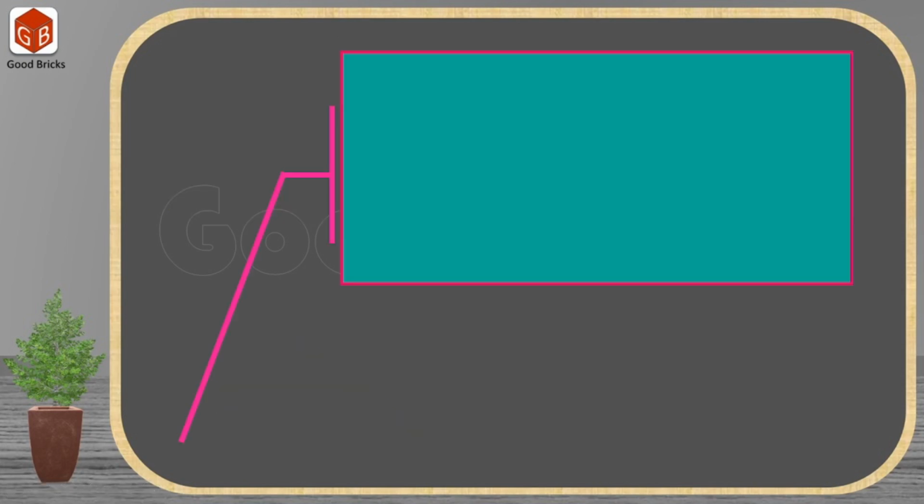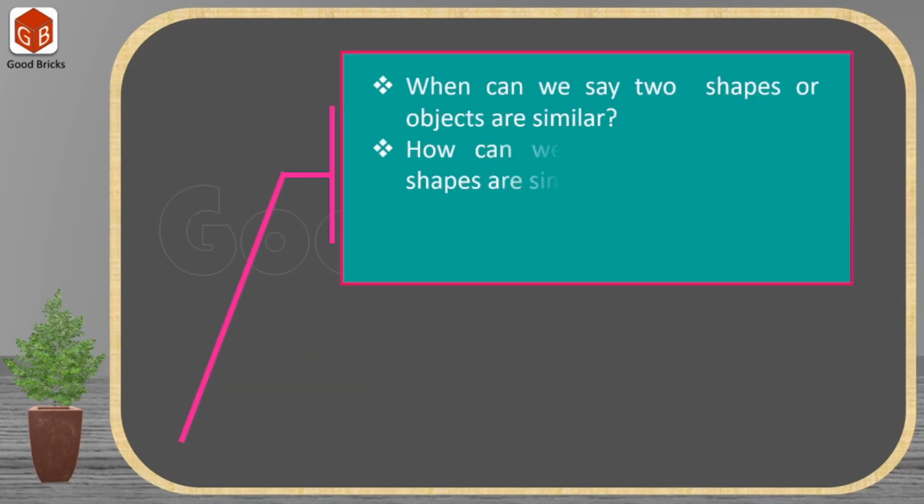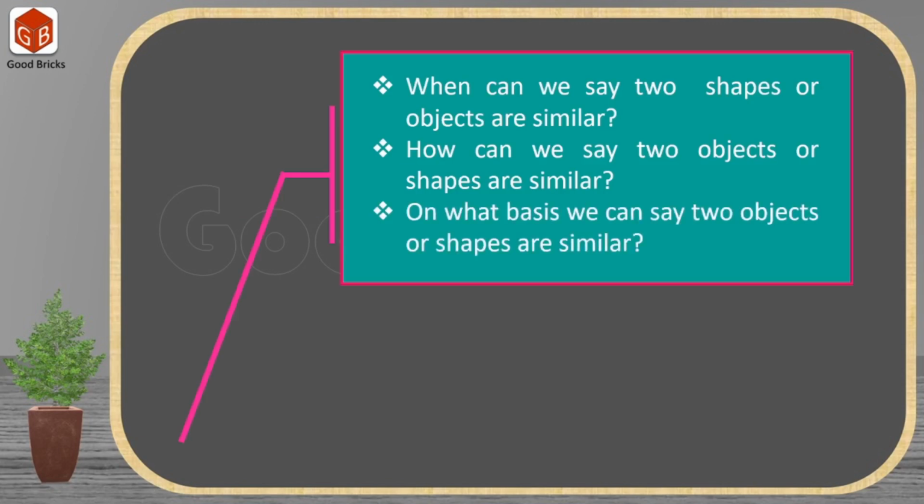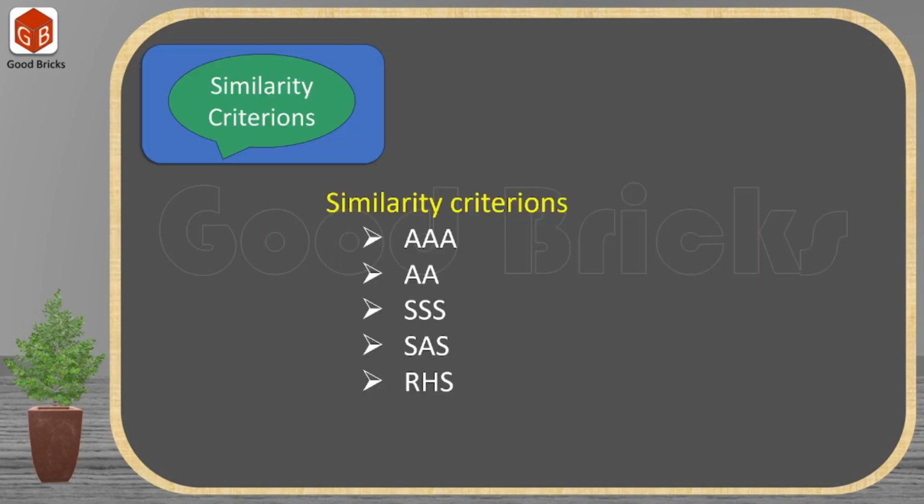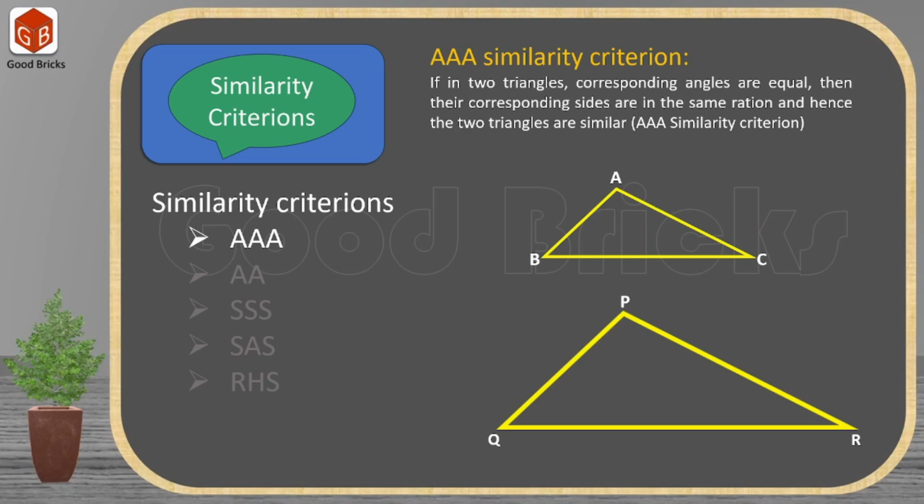Let us now discuss when, how, and on what basis we can say any two triangles are similar. Those are the things we call similarity criterions. We have 5 different types of similarity criterions related to triangles. Let us discuss the first one. AAA is nothing but angle, angle, angle similarity criterion.